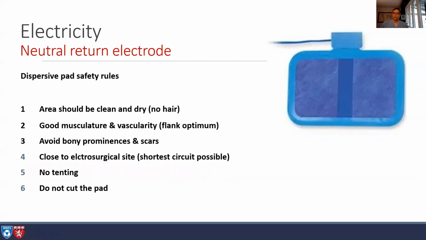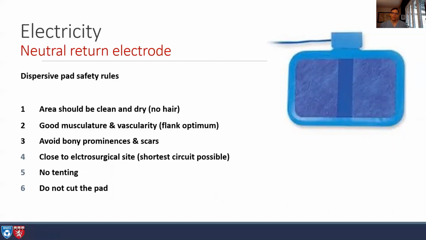What about the neutral return electrode here, the dispersive pad? There are some safety rules to follow. The area should always be clean and dry, which means no hair. Hair is an insulator. It can get very hot. It can even catch on fire. So you want to make sure there's no hair and no fluid under this pad. You want to put this on an area where there's good musculature and vascularity. A flank is a good spot for that. Avoid any bony prominences or scars. We know bone doesn't conduct well. It's going to be an issue.